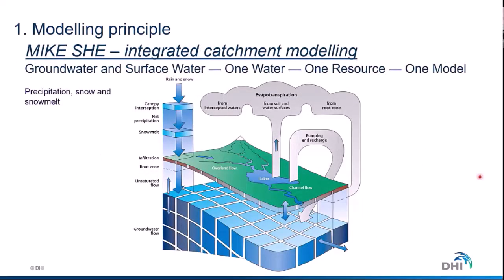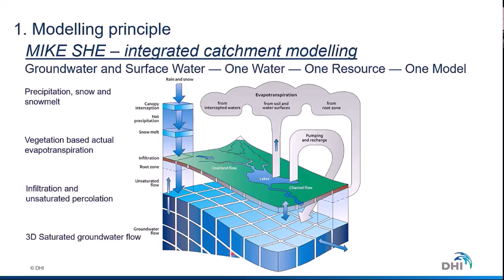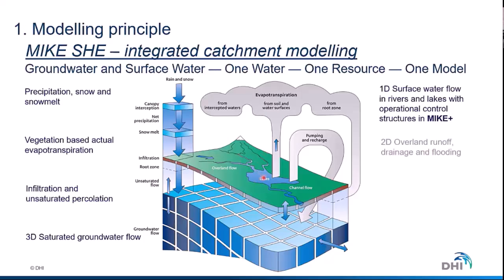This is the typical sketch that we use for MikeSHE, and you can see it's really considering all the processes. So you have precipitation coming to the surface where you have vegetation, then you have infiltration and unsaturated zone percolation. You have a possible 3D groundwater flow model. You have 1D rivers and lakes represented by Mike Plus and implemented with a bilateral coupling. And you have, of course, the diffusive 2D overland flow, runoff and drainage for representing flooding purposes.